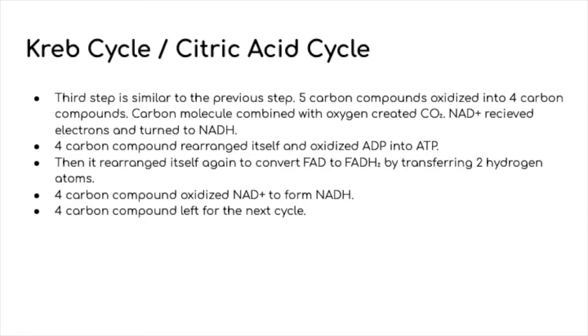Next, the 4 carbon compounds will rearrange themselves and oxidize. This makes ADP convert to ATP. Then it will rearrange itself again to convert FAD to FADH2 by transferring 2 hydrogen atoms. The last step is that the 4 carbon compounds will oxidize NAD+ to form NADH. And then the 4 carbon compounds that are left will wait for the next cycle.